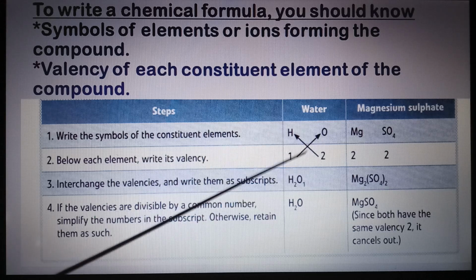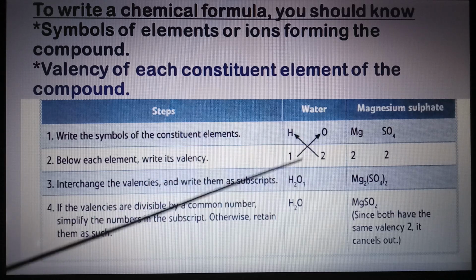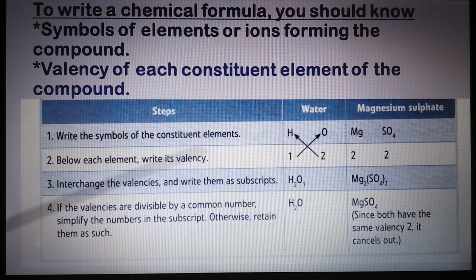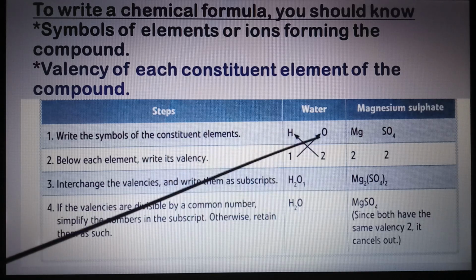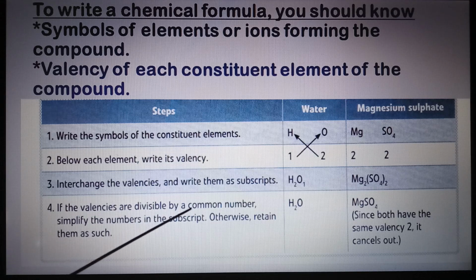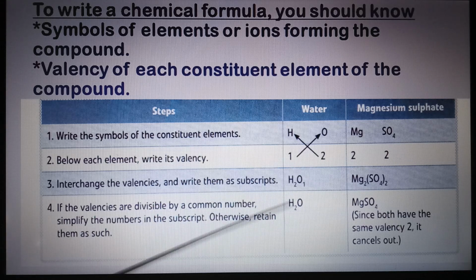Now do the crisscross method, that is, cross multiply. It is an exchanging of valency. Now the oxygen valency will be taken by hydrogen and the hydrogen valency will be taken by oxygen. So here we are interchanging the valencies and writing them as subscripts, meaning down. So 2 goes to hydrogen and 1 goes to oxygen. If the valencies are divisible by a common number, simplify by dividing by that number, otherwise retain them as such. If it is 1 we need not write it because it is considered as 1, but 2 we have to mention here.